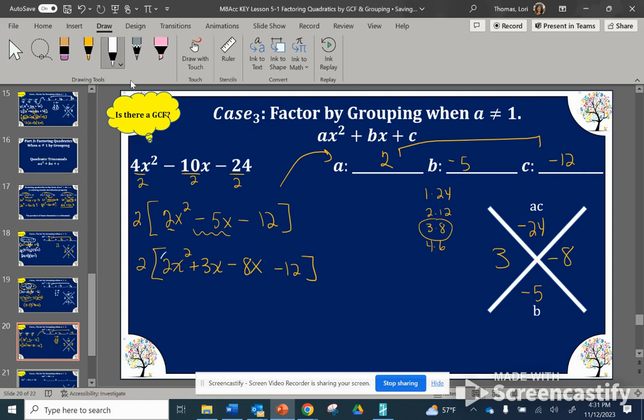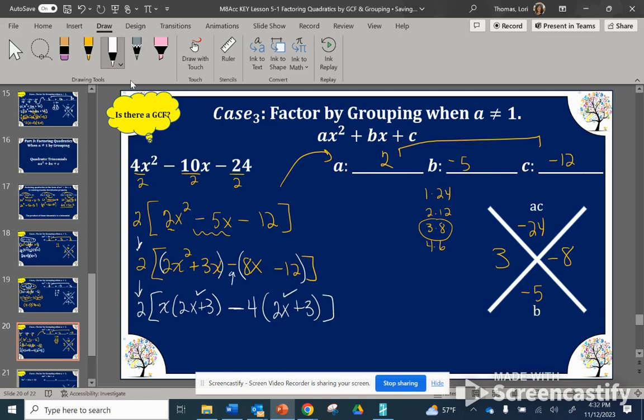Now we are going to group our first two terms and our second two terms. Bring down the GCF. Factor out the GCF in this binomial. It's going to be x. That leaves me with 2x plus 3 minus 4. So that is going to be negative 4 is our GCF. So negative 8x divided by negative 4x is 2x. Negative 12 divided by negative 4 is positive 3.